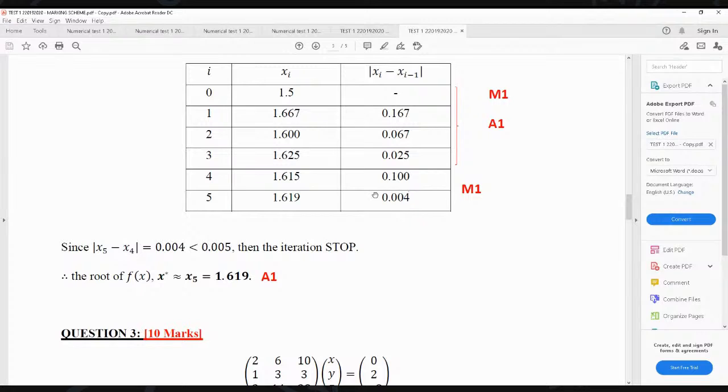So we converge, because when you subtract x4 and x5, you will get 0.004, which is less than epsilon.